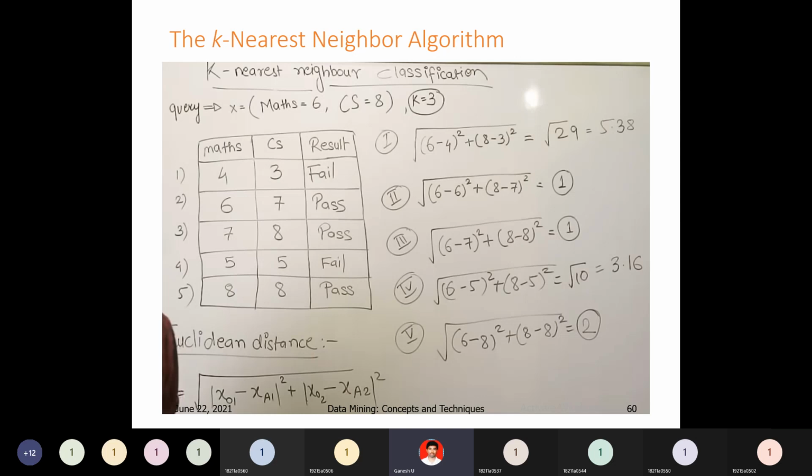So here, 4 in maths, 4 in computer science 3, they failed. 6 in maths, 7 in computer science, they passed. Next, 7 in maths, 8 in computer science, they passed. Next, 5 in maths, 5 in computer science, they failed. Next, 8 in maths, 8 in computer science, they passed. So that is nothing but the minimum value in maths. So what is the minimum value? 6 is the minimum value. Pass mark is 6. Okay. So in maths 6 is the pass mark.